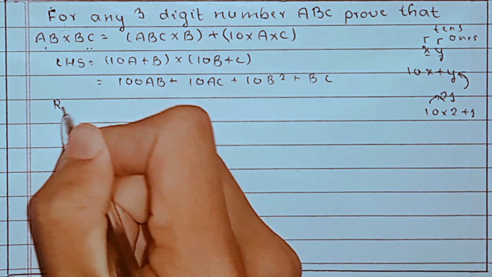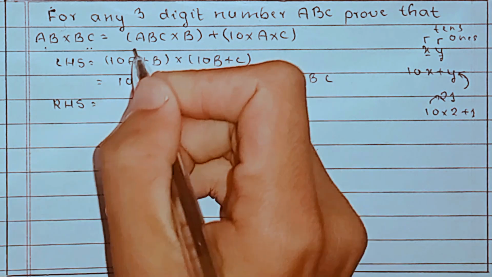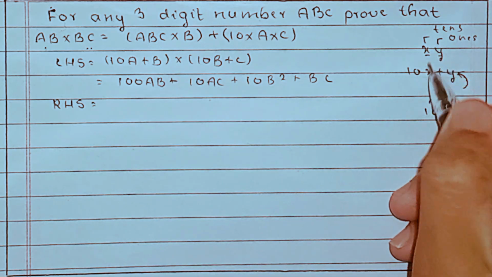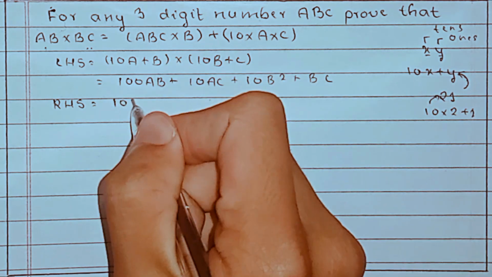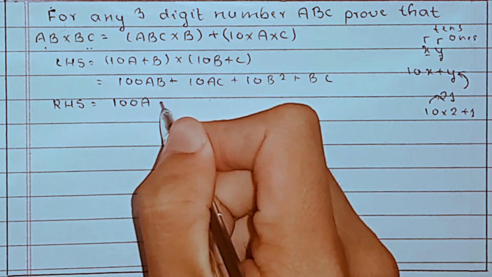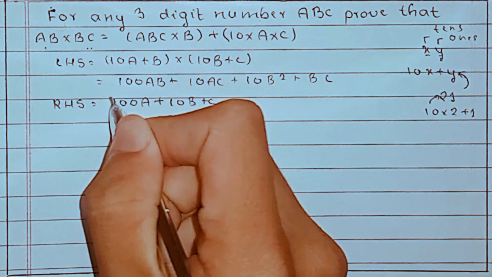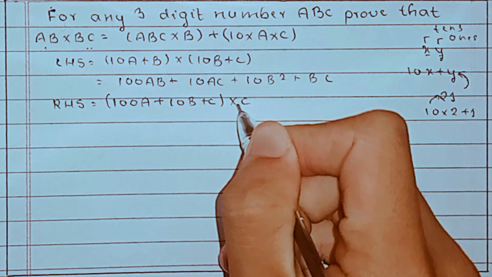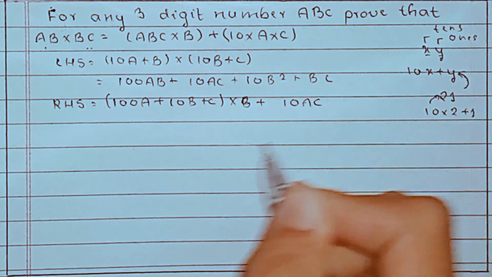Now we will prove the right hand side. So we have ABC into B. So what is ABC? As the tens place we will multiply by 10, for the hundreds place we will multiply by 100. So we will get 100A plus 10B plus C into B, and we'll add 10AC. Okay, so this is the answer.